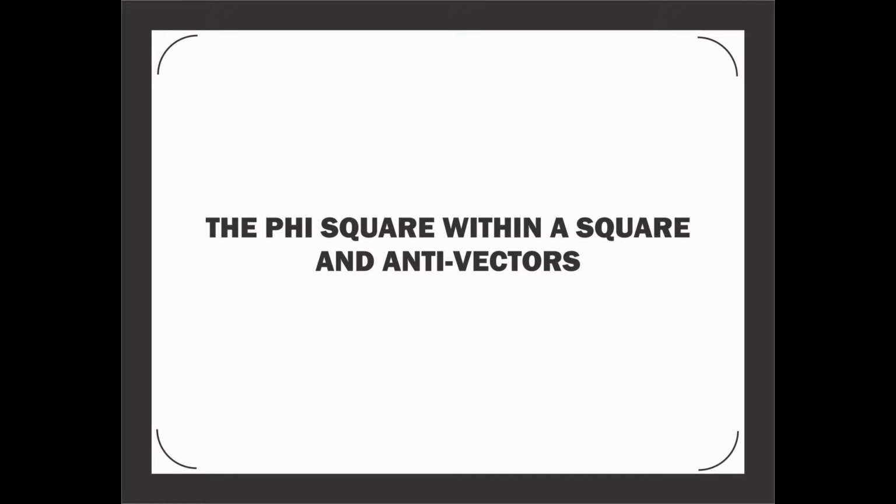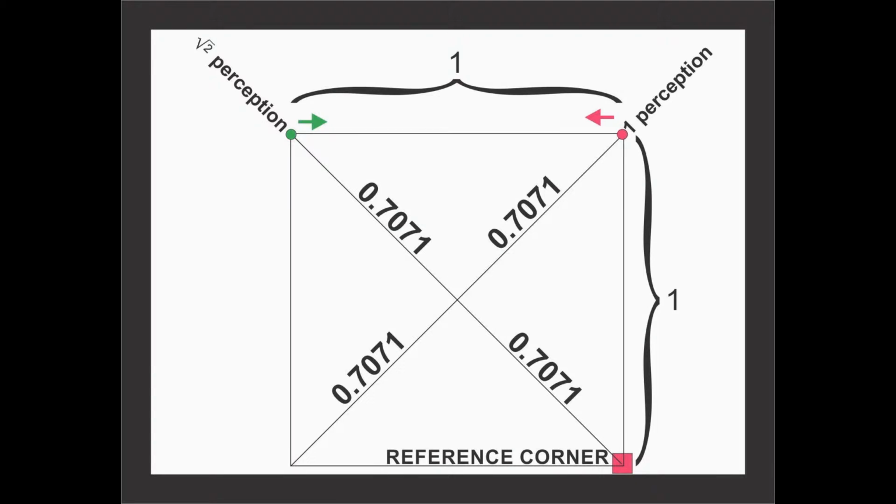In order to better understand the nature of the antivector, it is necessary to revisit the square within a square. One quadrant of the square within a square is defined by a length of 1, with diagonals defined by the square root of 2 divided by 2, which in decimal form is 0.7071. From the reference corner, the vertical corner is defined by the perception of 1, and the diagonal corner is defined by the perception of the square root of 2.